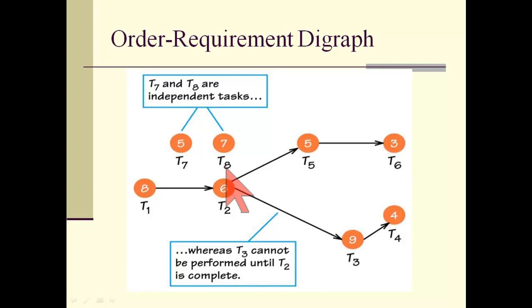We also had times required to complete these tasks, and those are put inside the vertex itself. So we'll draw these expanded vertices so we can put a number inside them. Task 1 took 8 minutes, task 2 took 6 minutes, and so on. This is called an order requirement digraph. The order requirement refers to the fact that it's discussing prerequisites, and digraph is a short word for directed graph, meaning that the edges have directions on them.